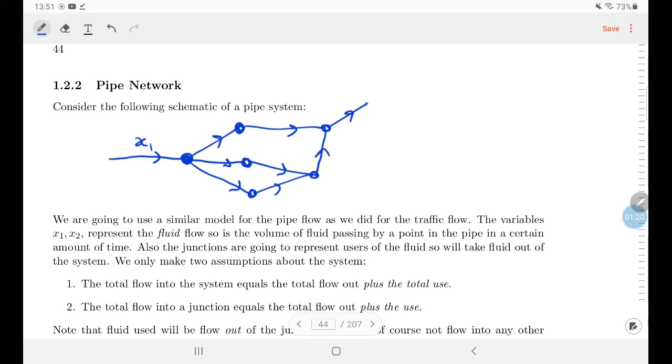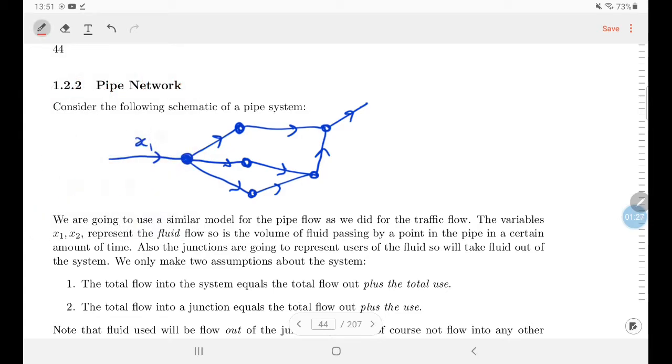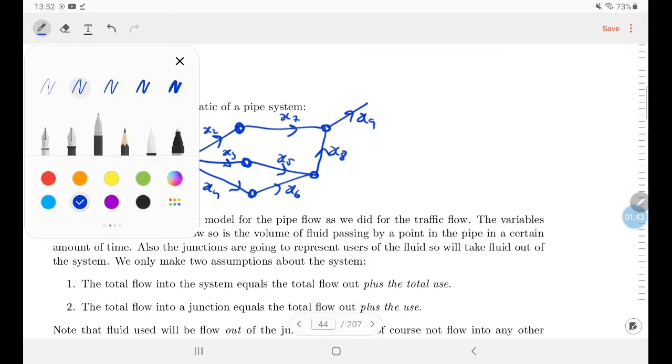Now what we're going to have different here is that at each of the junctions, I better put some labels down. So say x2 is the flow here, x3, x4, x5, x6. You imagine this is water or something flowing. x9, nine unknowns here in this picture.